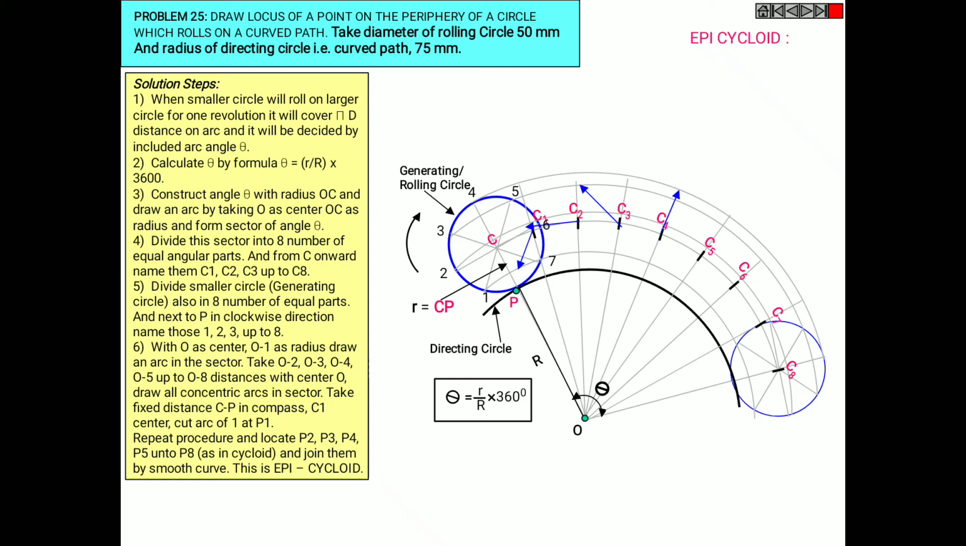And finally, measure the value of C2P in your compass, and with C1 as center, cut the arcs at 1 and P1. Similarly do for all, and mark the points, and join the points smoothly to obtain your epicycloid. So this is your required epicycloid.